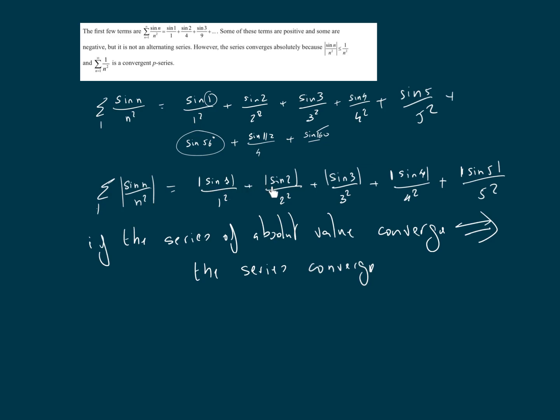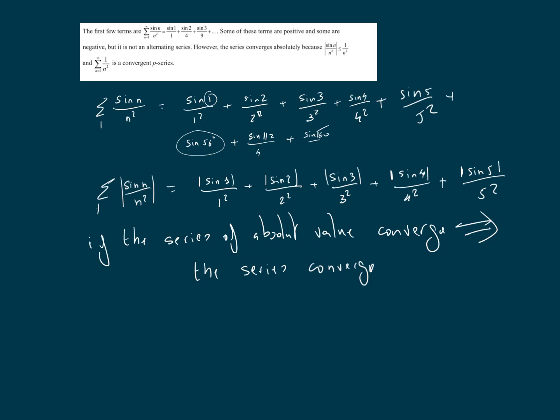If I prove that this series converges, my theorem says that if the series of the absolute value converges, then the series converges. This one will converge. But the question is how I can prove this series converges. Well, to prove this, we will use a theorem, the comparison test.